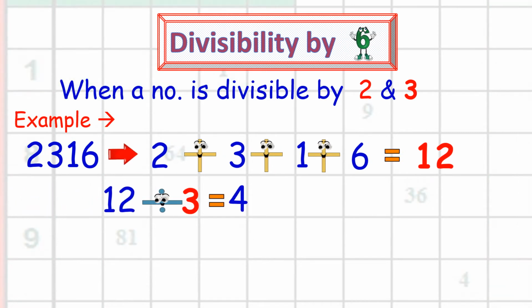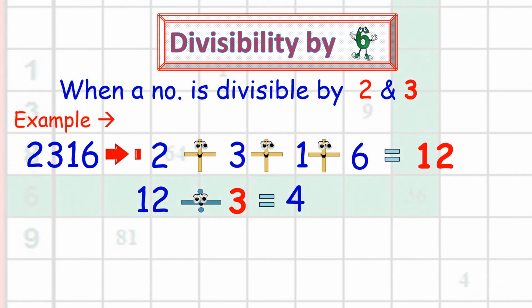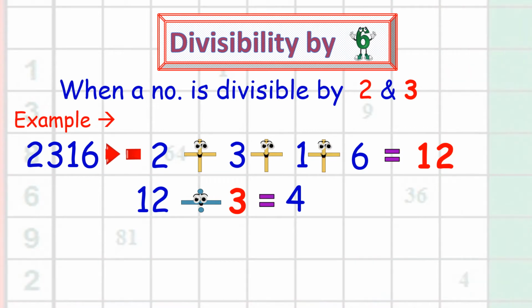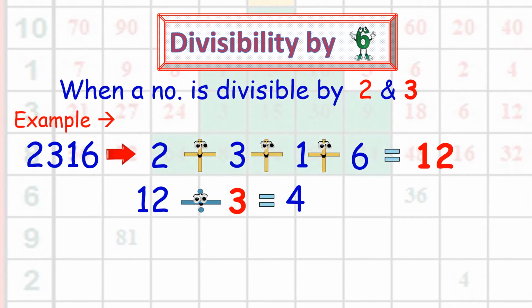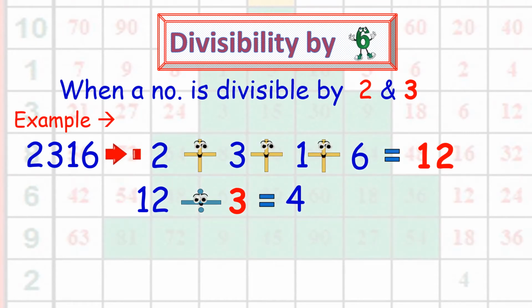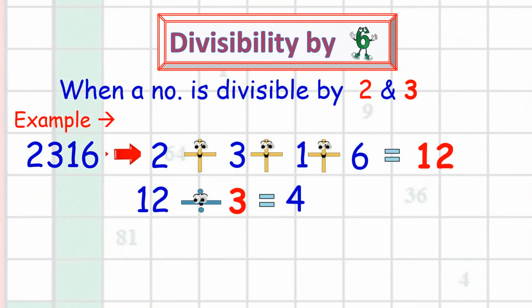Now as you have seen on the slide, the sum of all these 4 digits is equal to 12. And we all know that 12 is divisible by 3. So 2316 is divisible by 3. So that was the divisibility rule of 3.